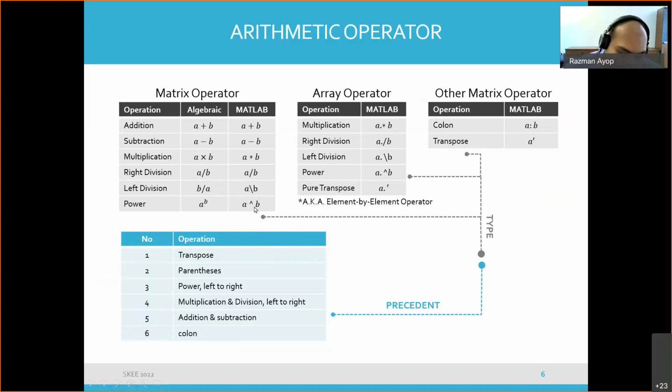This one is basically shift 6. You press shift and then press 6 on your computer, so you get the power. But for array operation, this one is matrix. For array, you have to put dot and multiply, dot and divide. This one is left division, which means B divided by A.